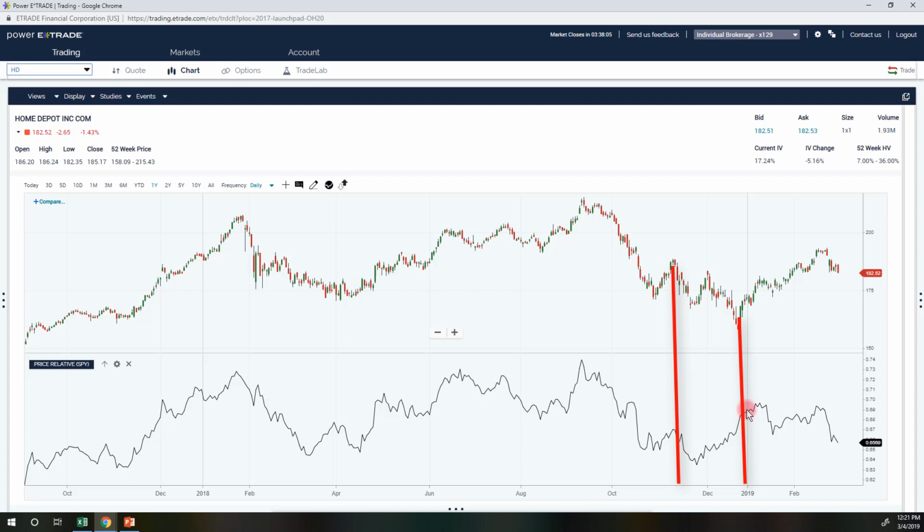So try it out. Let me know what you think. Take a look at the price relative, and hopefully that will give you better insights for your trading. So give it a shot. Let me know what you think. Try out the price relative, and it will at least give you better insights into the stocks that you're holding compared to the overall market.